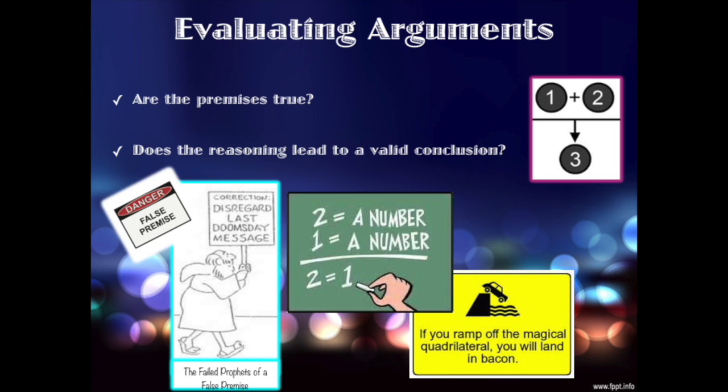Okay, so first, are the premises true? If the answer is yes, we can keep evaluating the argument. If the answer is no, game over. And then the second thing we want to do if the premises are true is ask, does the reasoning of these premises being linked together lead to a valid conclusion? If the answer is yes, then we have a valid argument. If the answer is no, then we do not have a valid argument. So these are really the two questions that you're asking yourself as you're evaluating arguments.